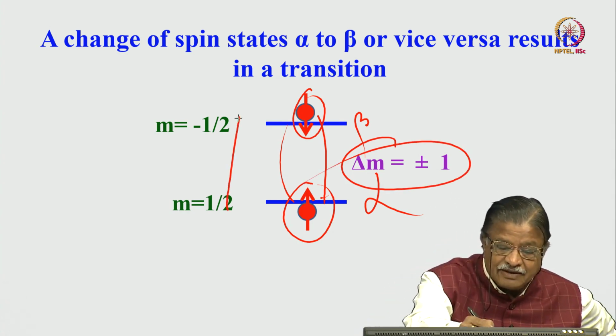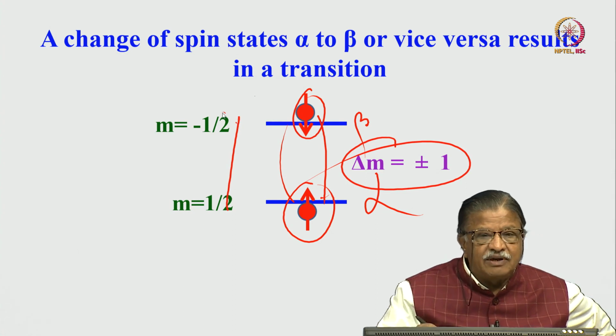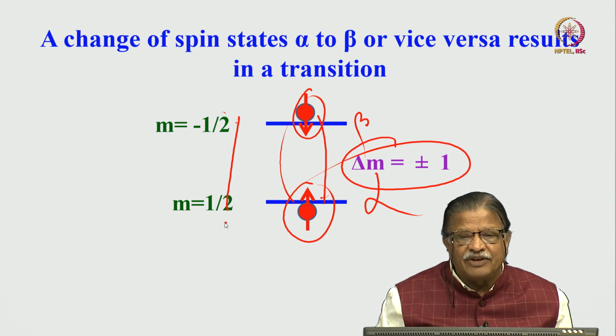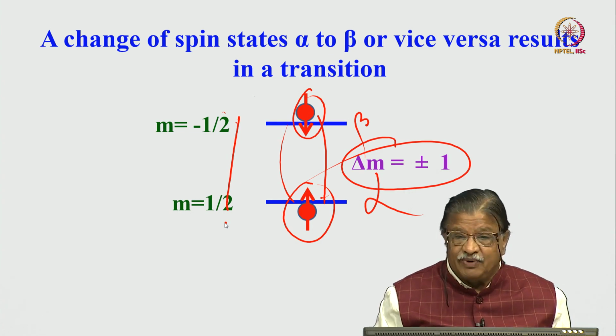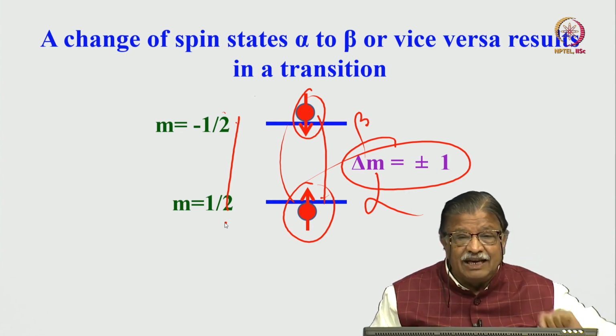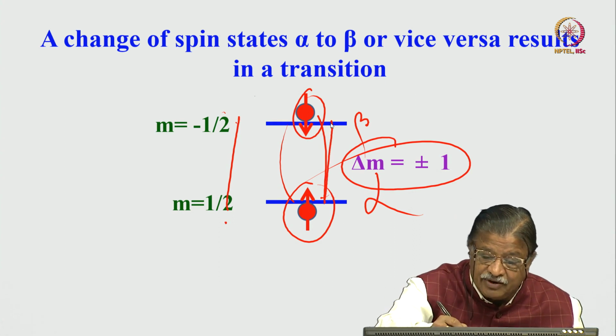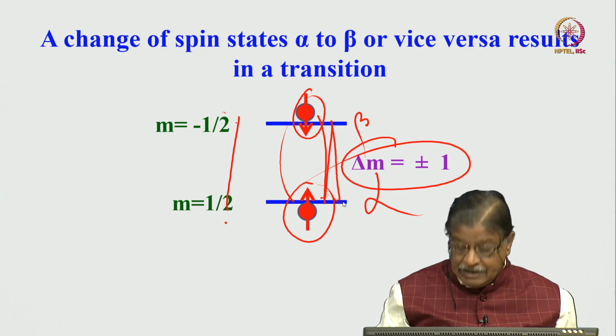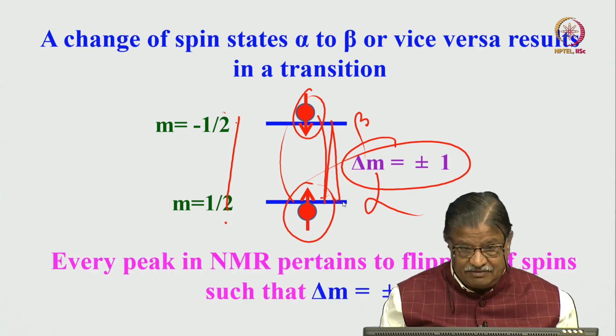From plus half to minus half, the difference is plus 1. From minus half to plus half, the difference is minus 1. Both are allowed transitions. So that is why you will get the signal when the spin goes from here to here or from here to here. Both are allowed. These are all called single quantum transitions.